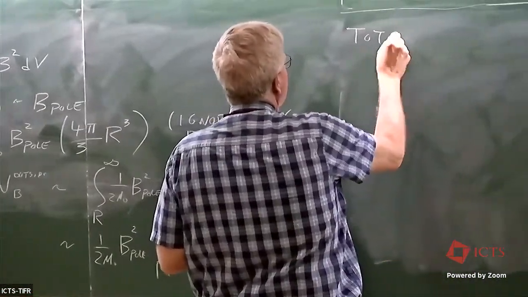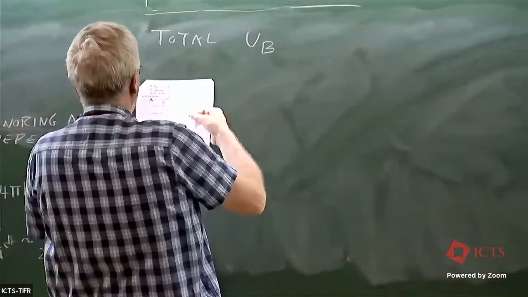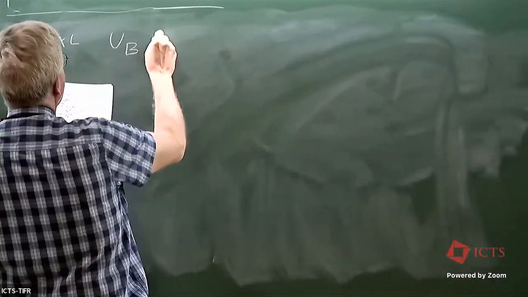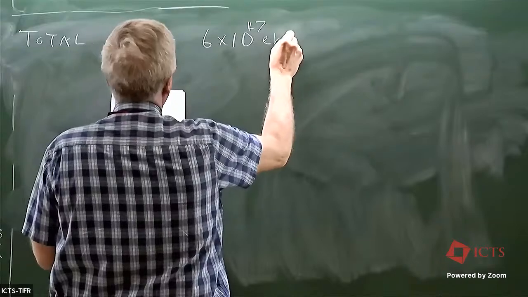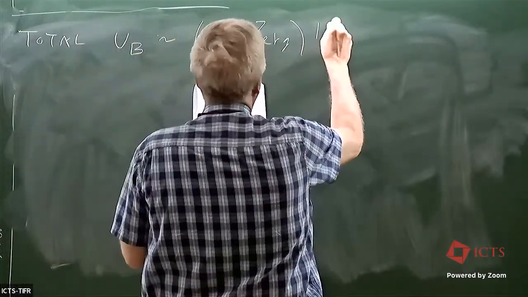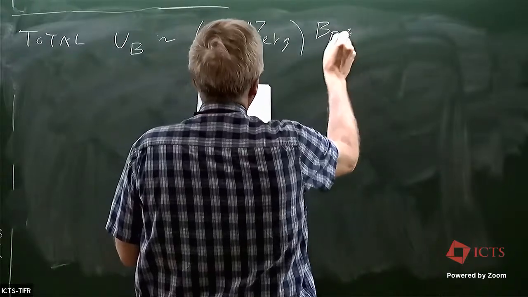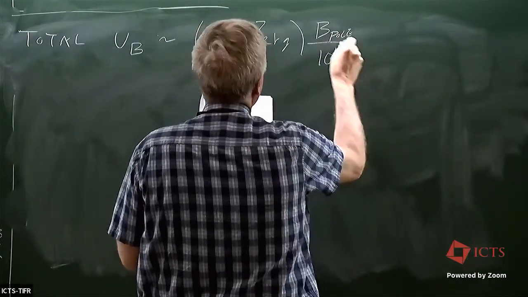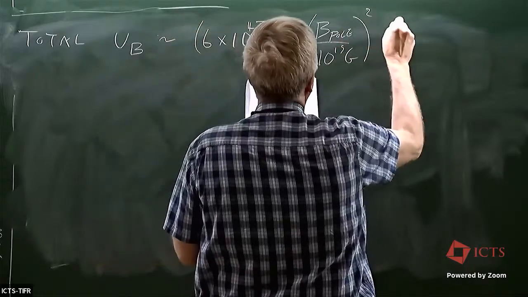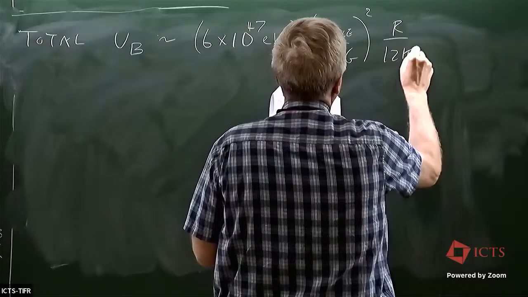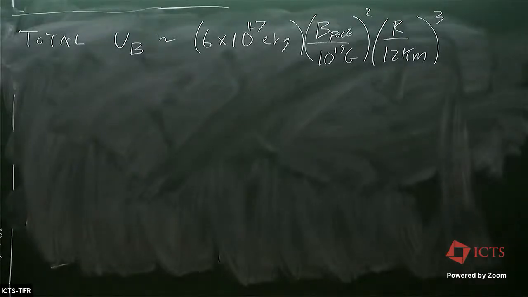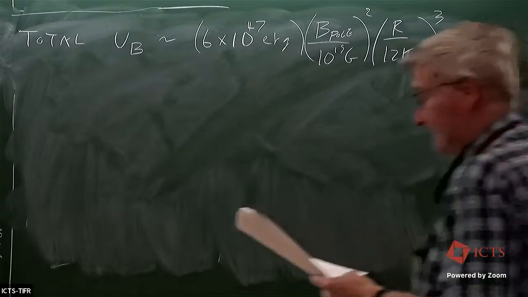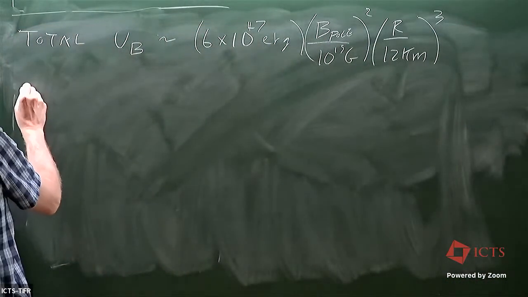If you add them together, the total magnetic field energy is of order 6 times 10 to the 47 ergs times whatever the B-pole field is over 10 to the 15 Gauss, squared, times R over 12 kilometers, cubed. So 6 times 10 to the 47 ergs is a lot. That's a big energy, but let's compare it to other relevant energies.